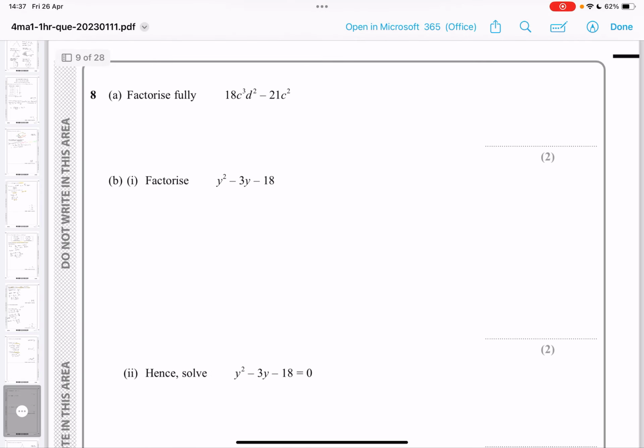Factorize fully. 18c cubed d squared minus 21c squared. So we take out the common factor first. What's common in 18 and 21? That's 3. C cubed and c squared, we can take out c squared, d squared and nothing, so there's nothing common. Now what's left in the brackets? 18 divided by 3 is 6, c cubed divided by c squared is c, d squared is left, minus 21 divided by 3 is 7, c squared divided by c squared is just 1. So that's the factorized form.